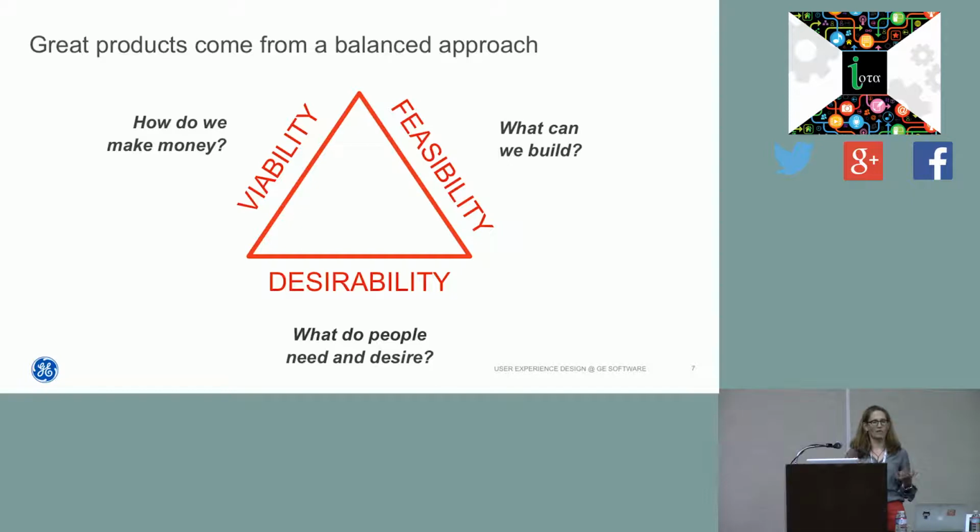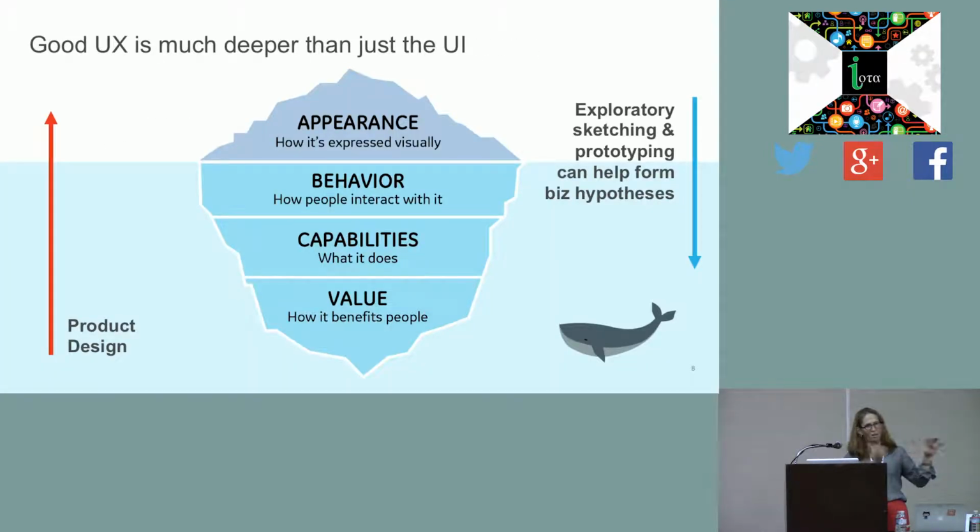Because I'm a UX designer, I'm going to think more about what UX is. Consider that user experience design is more than just the UI. We work both from the bottom up and from the top down. From the top down, sketching can help communicate to a team and to stakeholders what your early ideas are and what you're thinking of. Working from the bottom up, we think about the value. How is this product going to help our end user? Thinking about the capabilities, what is this product going to do? And then behavior. How are people going to interact with the industrial internet?